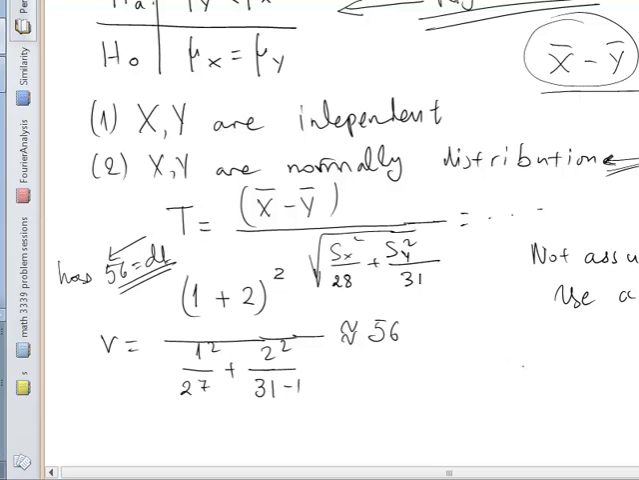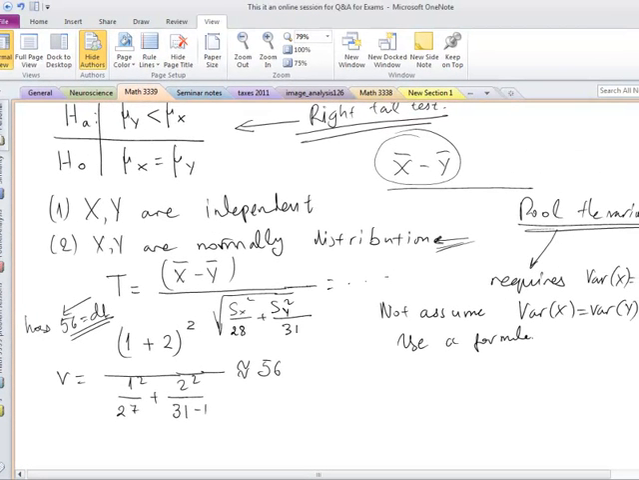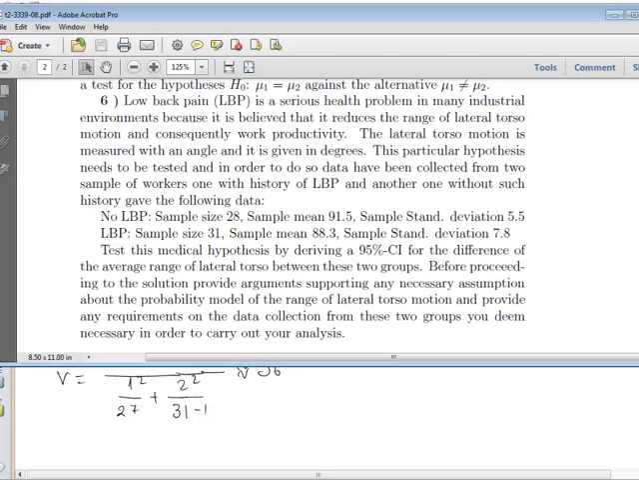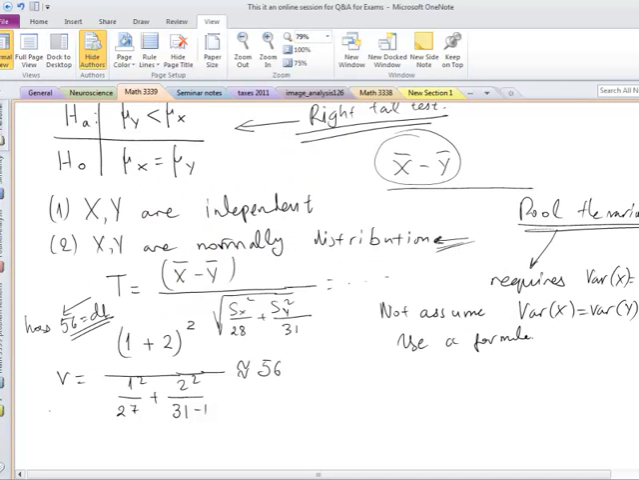Here we didn't specify the confidence level, or at least I don't remember that the problem specified it. Yeah, 95%. The confidence, so alpha is 0.05, and we do a one-sided test, right tail test. So where do we expect to find the critical value? Where should the critical value be?